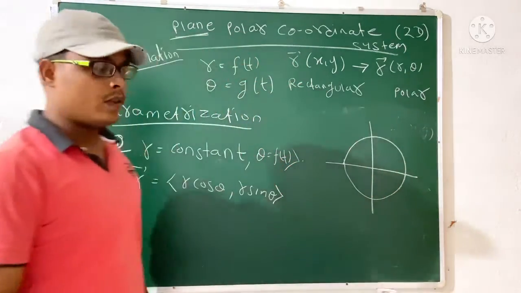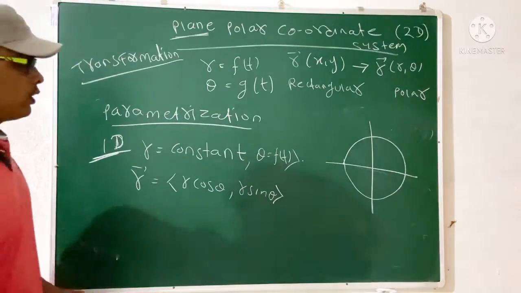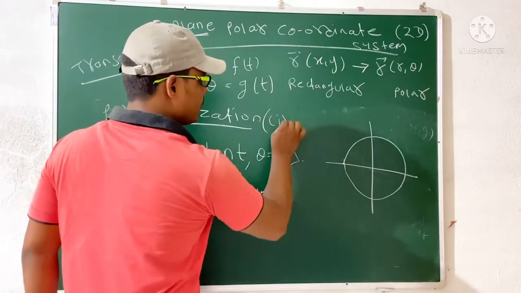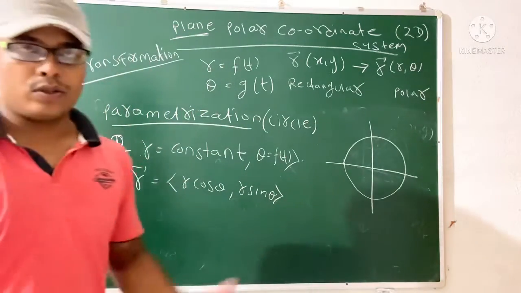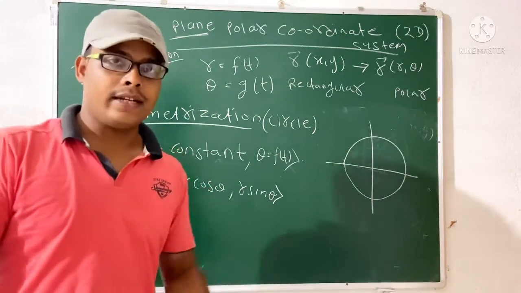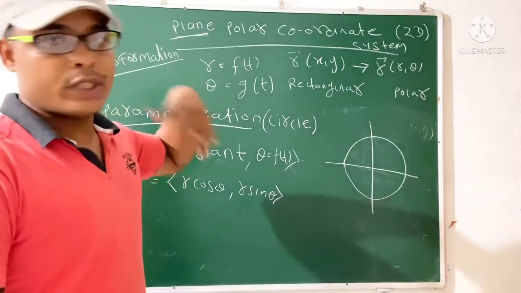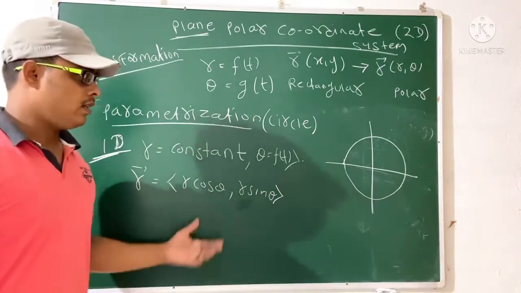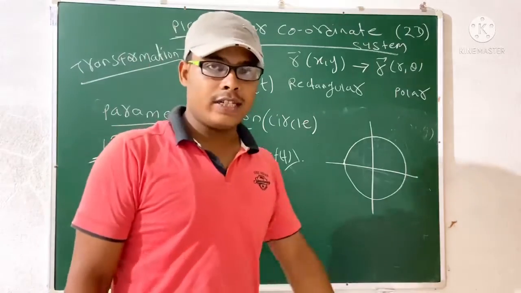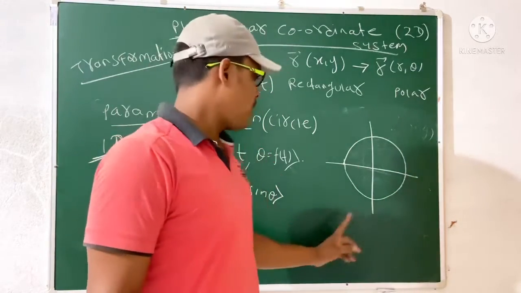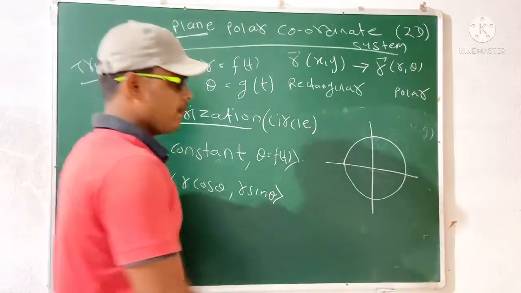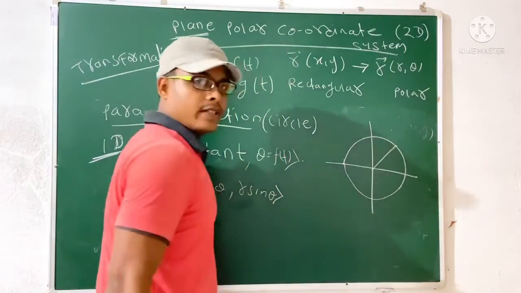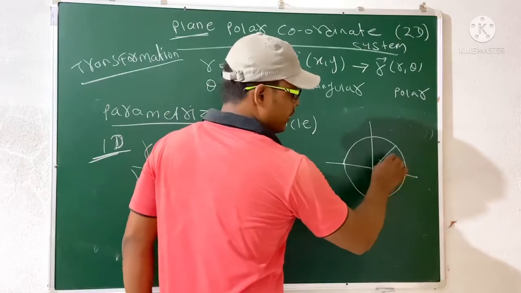Why do we need the parameterization? This is the circle. For a circle, why do we need this? Because this will be helpful to find out the work done, the energy, because force into displacement is the work done. So when the displacement is changing in a circular manner, we need this parameterization, right? Remember, here r is constant because this is a circle, so the radius is constant, but theta is changing.